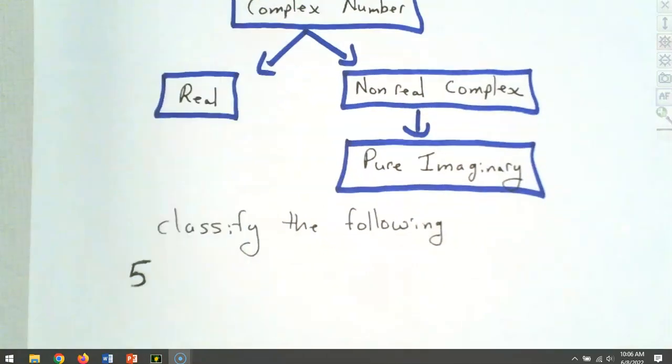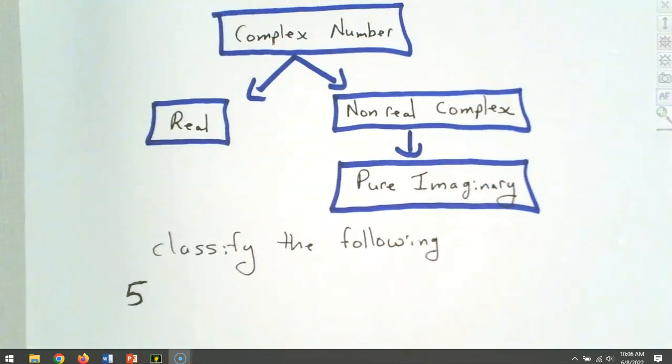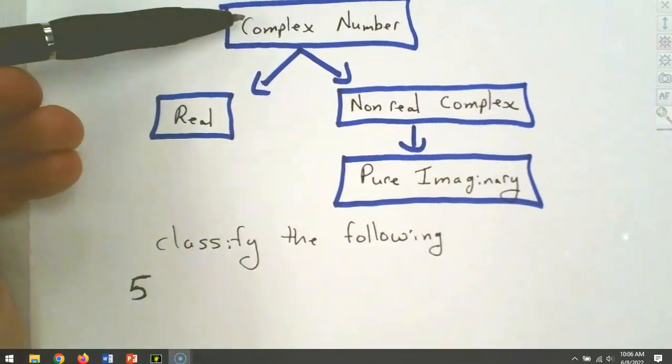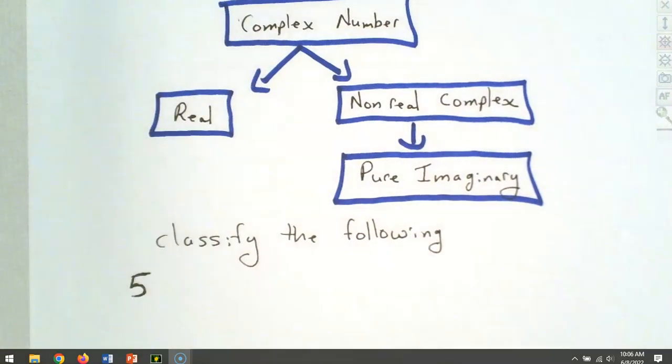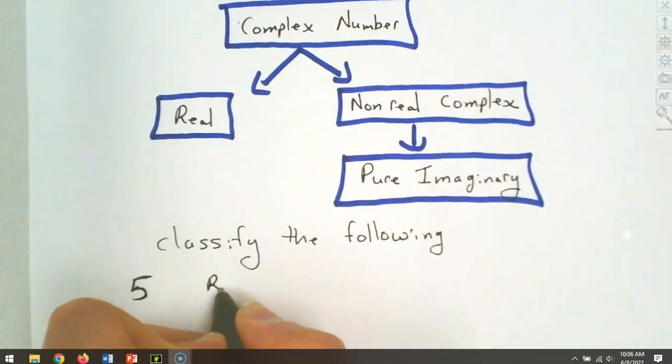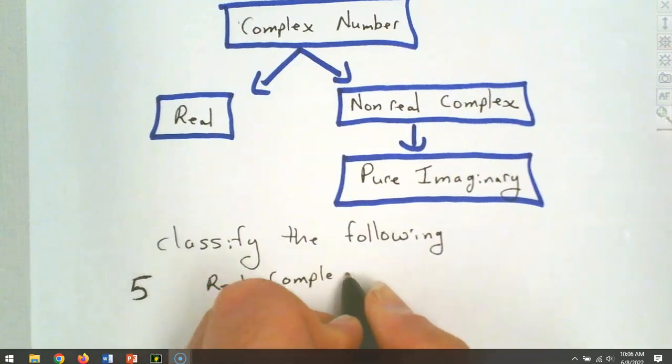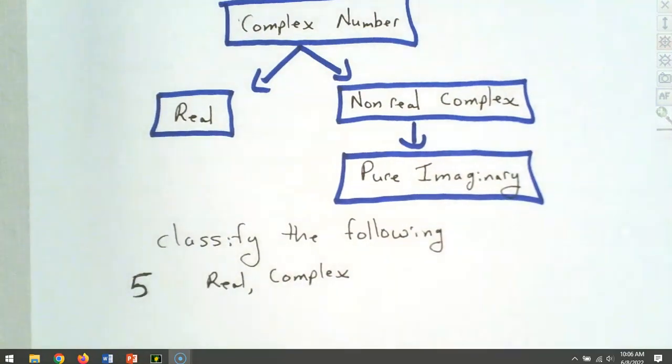So let's just say I want to classify 5. Well, now, when we look at these numbers, the first thing we do is we ask ourselves this simple question. When we look at 5, is 5 real or non-real? It's real. Okay, now we follow the tree up. So if it's real, it's also going to be a complex number. So 5 would be real and also complex. Every number is complex.